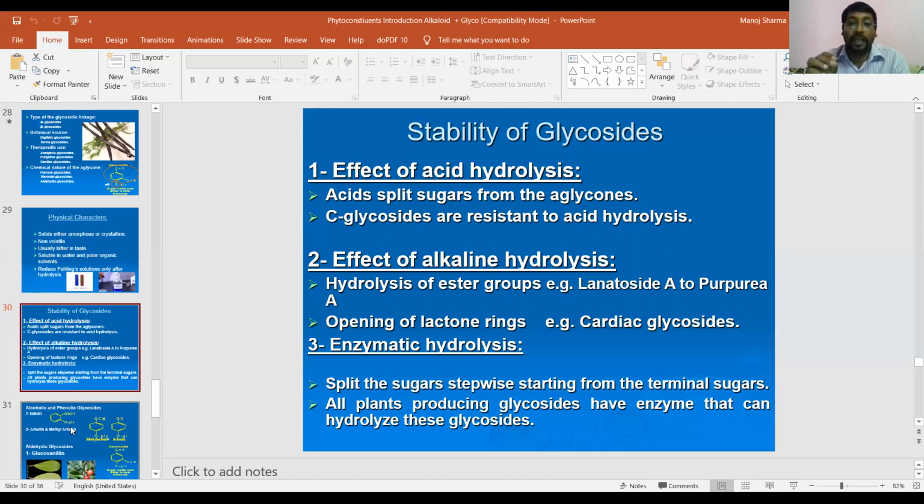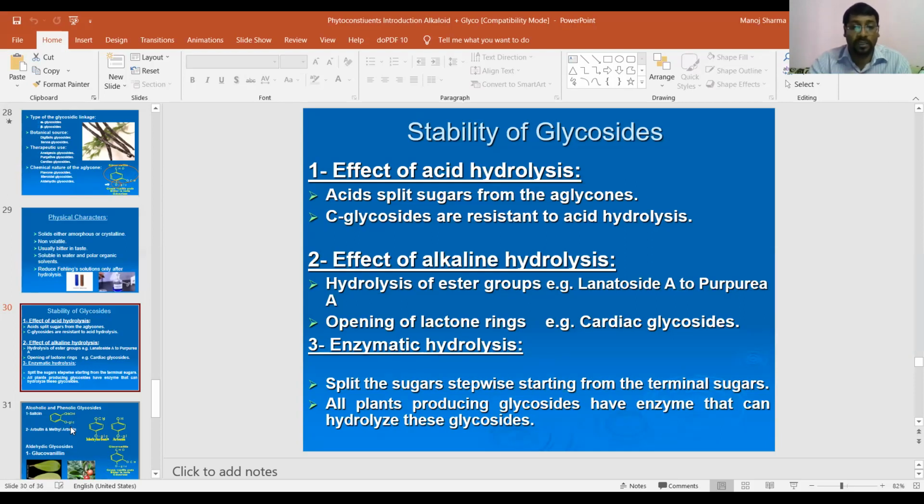Okay, then alkaline hydrolysis. What happens is the hydrolysis of ester groups, like lanatosides A to purpurea A, that is actually present in the digitalis plant. And there is also opening of various ring structures, like lactone rings, that can open under alkaline hydrolysis. And in our physiological pH, we have both kinds of acidic as well as alkaline pH present at various organ systems or at various tissue levels.